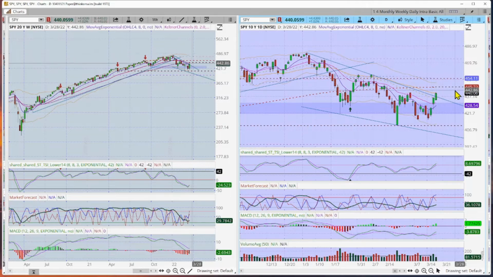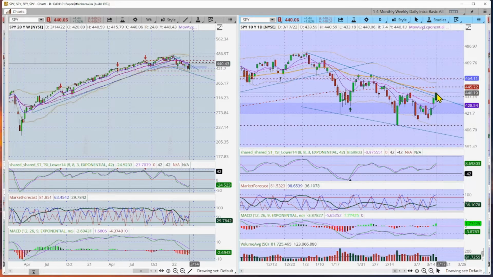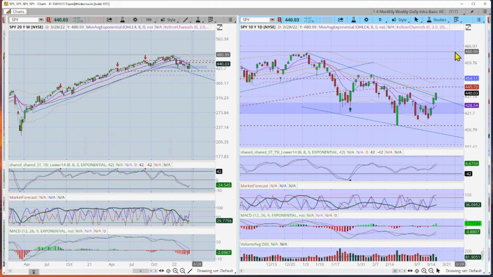I would look for a potential pullback into the downtrend line, because oftentimes what you'll get, the next day or a few days later, is a pullback towards the downtrending line, the trend line, to kiss the trend goodbye, and then away it goes from there. So that would not be unusual to see.